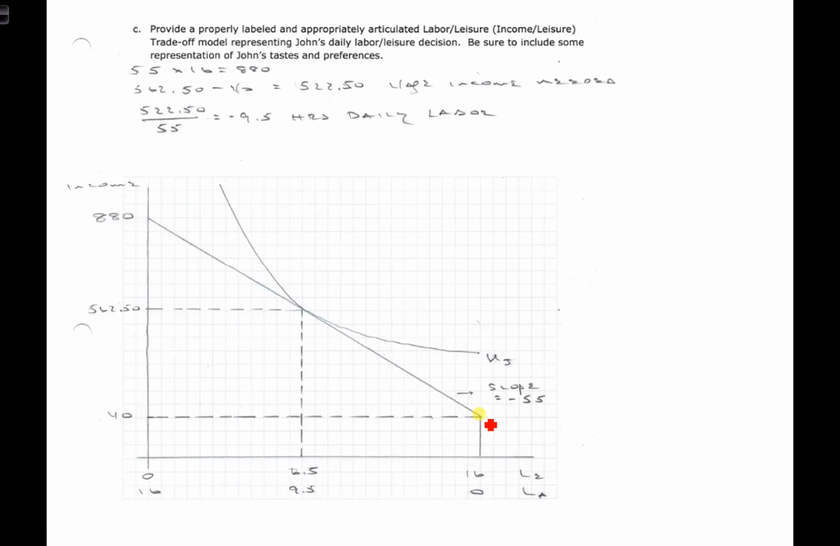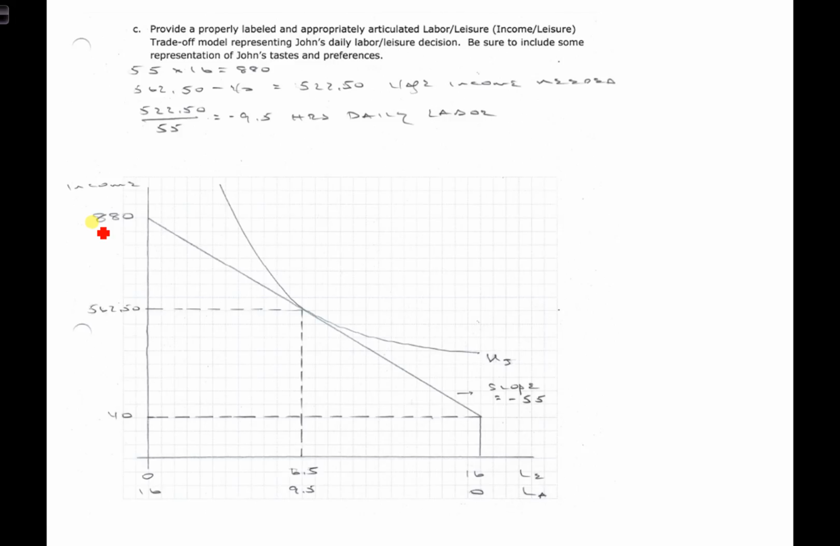And then I can go ahead and think about what's the slope of this budget curve. Well, the slope of the budget curve is his wage. It's the negative of his wage, actually. So negative 55. So here, at 0 hours of labor, 16 hours of leisure, there's $0 contributed by the wage, so we're still at a $40 amount. Over here, at 16 hours of labor, 0 hours of leisure, we can think of this as $55 times 16 hours, which is going to take us up to the 880 mark.